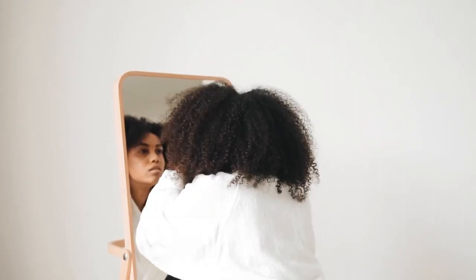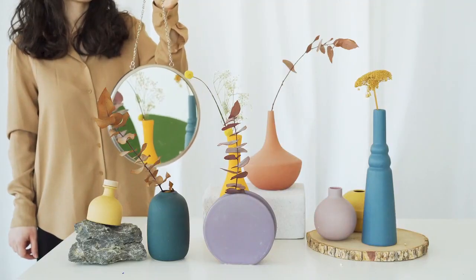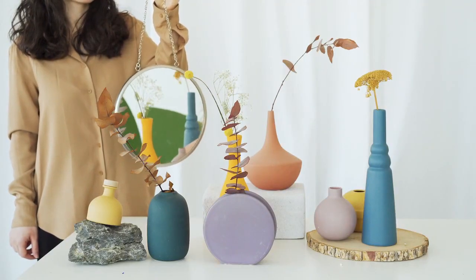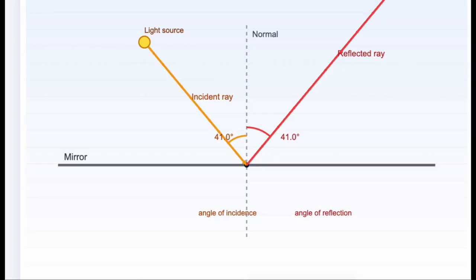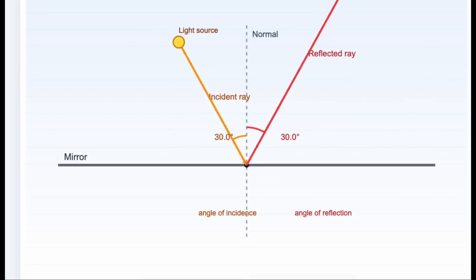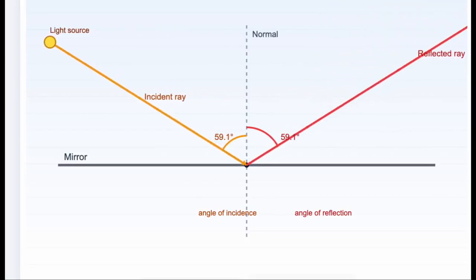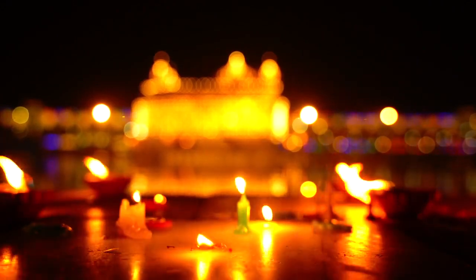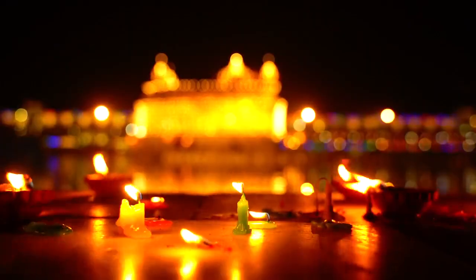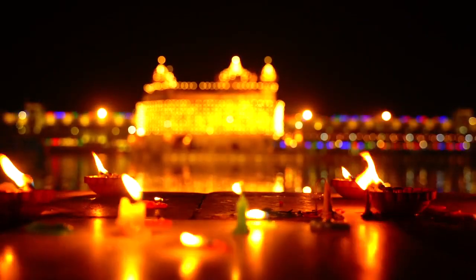Reflection occurs when light bounces off a surface. If the surface is smooth, such as a mirror, the reflection is regular and produces a clear image. This follows the law of reflection, which states that the angle of incidence equals the angle of reflection. If the surface is rough, the light is reflected in many directions. This is called diffuse reflection and is why most objects can be seen from different angles.